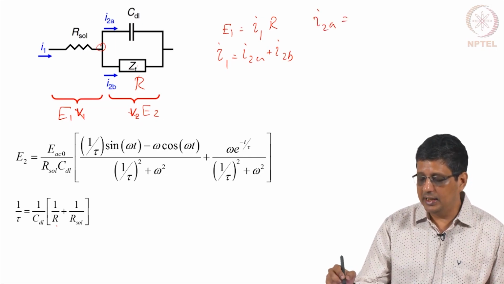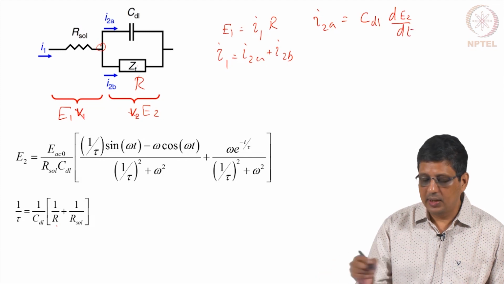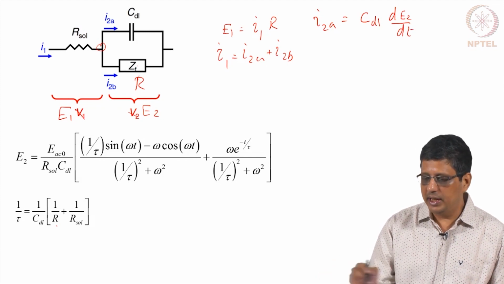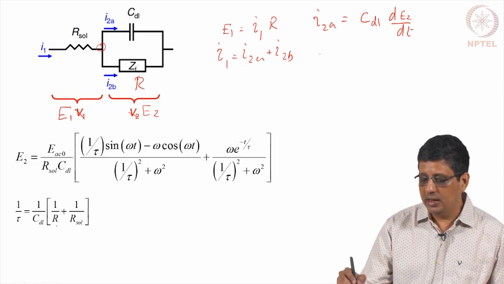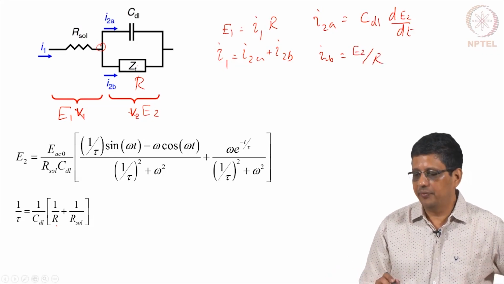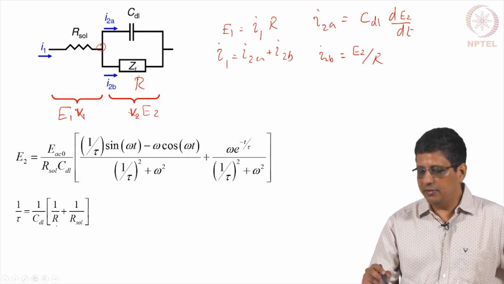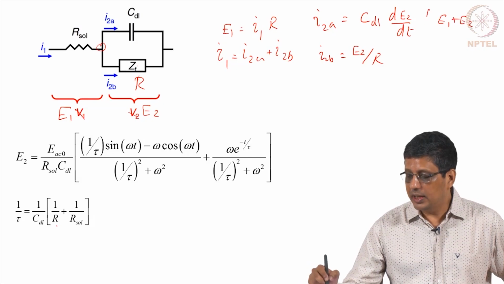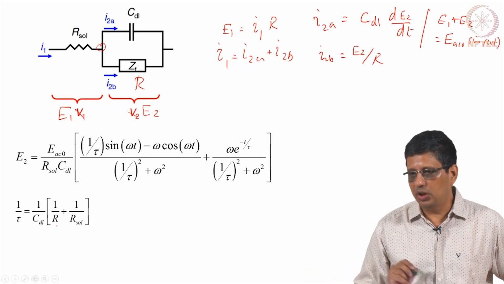I2A, you can calculate it saying the potential drop across here is E2. So, dE2 by dt multiplied by CDL will give you I2A. I2B is the potential drop across here divided by the resistor. So, if you use these equations, you can eliminate the remaining terms, and of course, E1 plus E2 has to be equal to E IC0 sin omega t. This is the applied voltage.